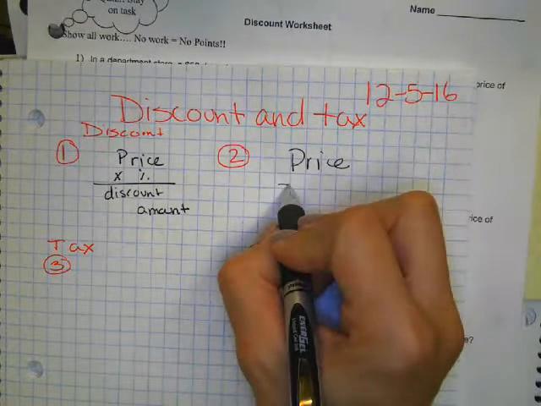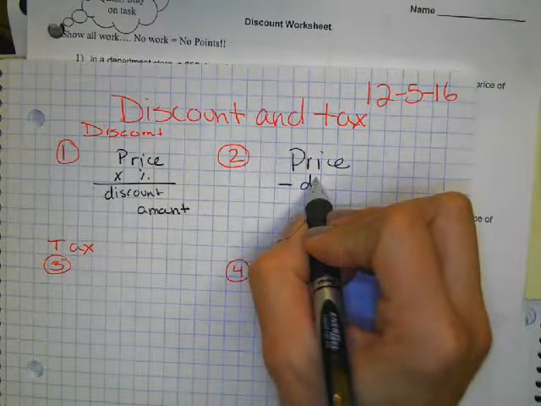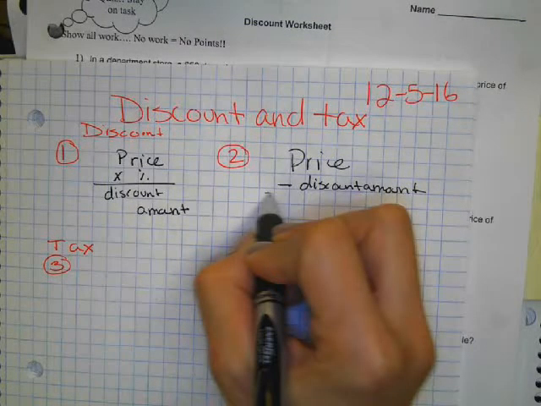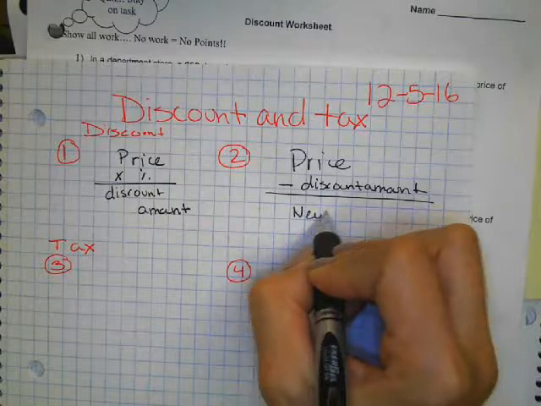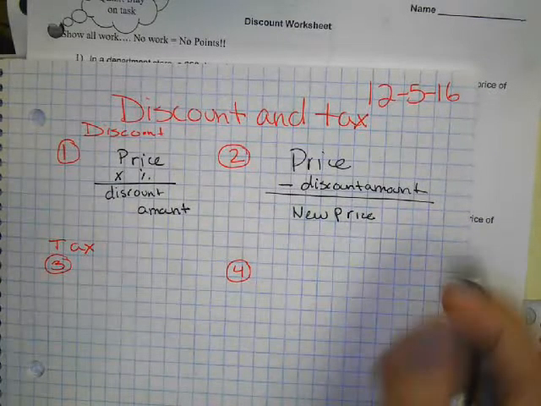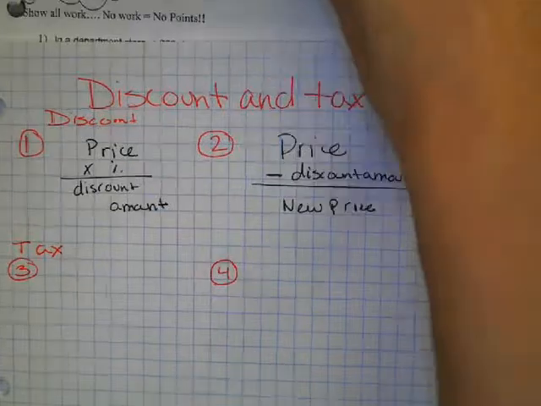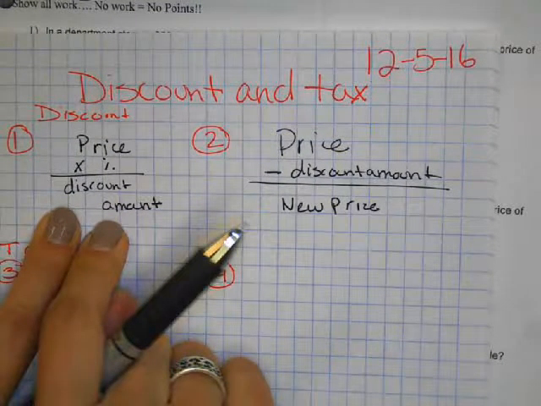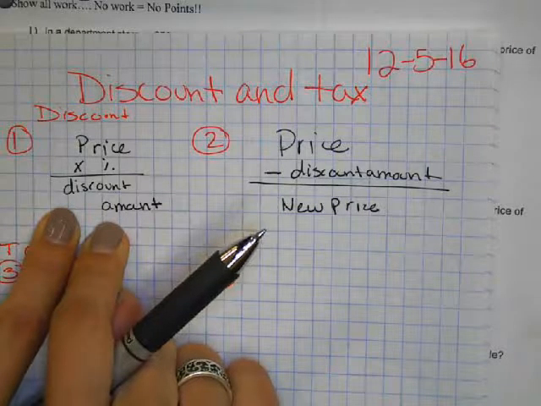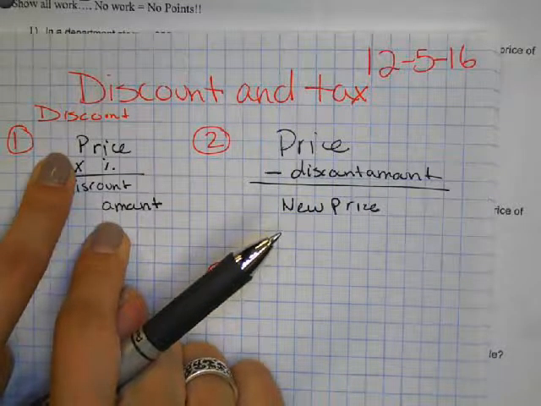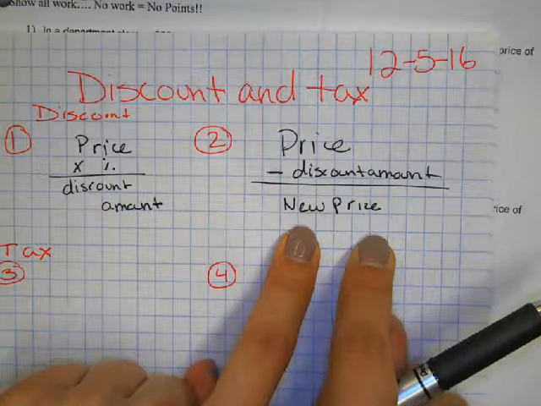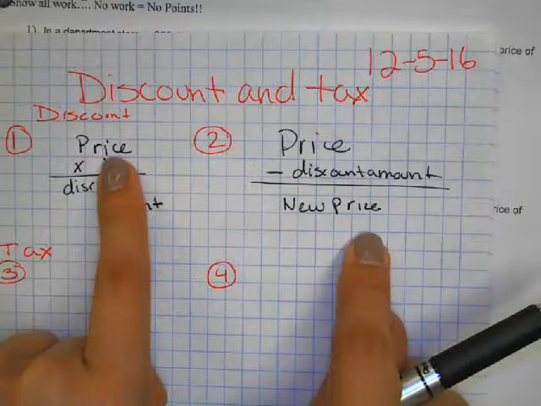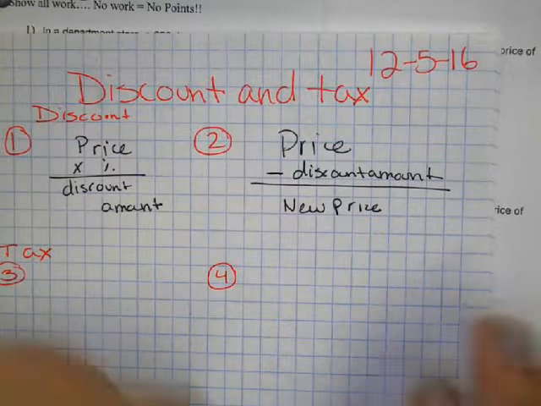So for discount, we subtract. You subtract your discount amount, and that will give you your new price. Is it a higher price or a lower price? Lower price, right? So you should know if you're doing it right. Here, your discount amount will be smaller than your price, right? You know if you did it right if your answer is smaller, because it's a discount, than your price, okay?